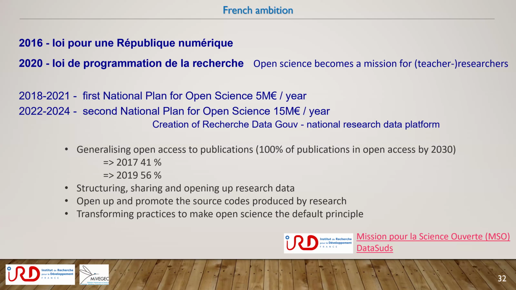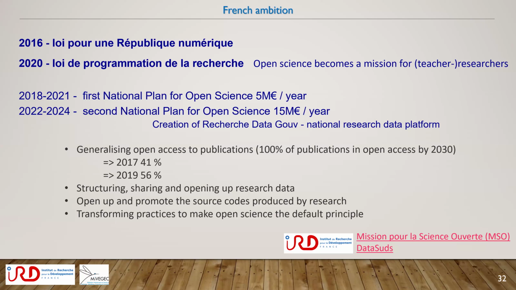And I think the more concrete stuff is the creation of the research data group, the National Research Data Platform, that I guess everyone knows. But the idea with this plan is to promote and generalize open access of publication, and we should reach 100% of publication in open access by 2030. So it's really soon. We started in 2017 with only 41% that are open. I don't know where we are now in 2025. I hope we're around 70%.